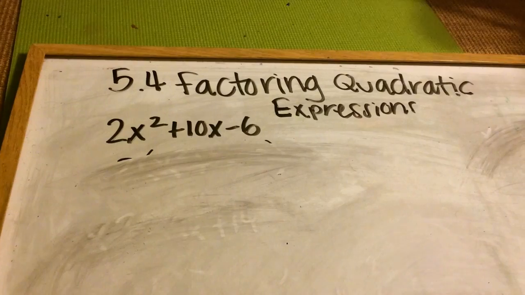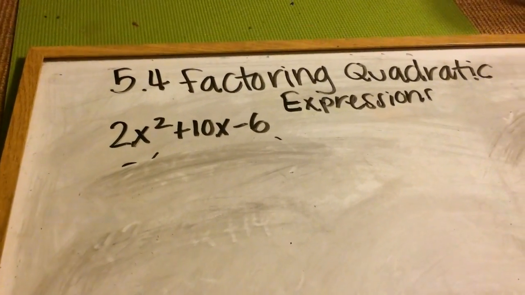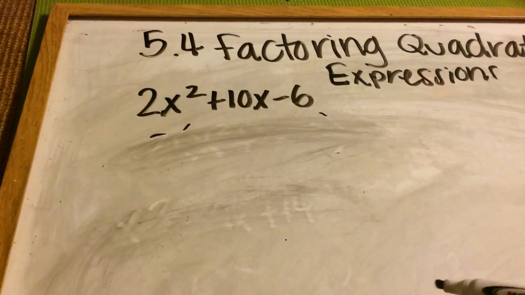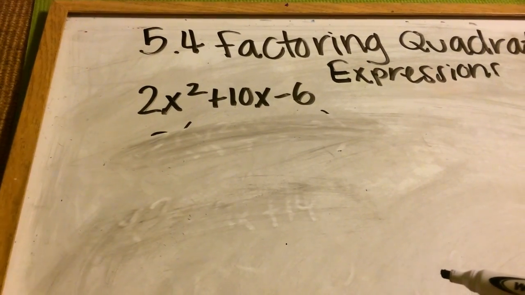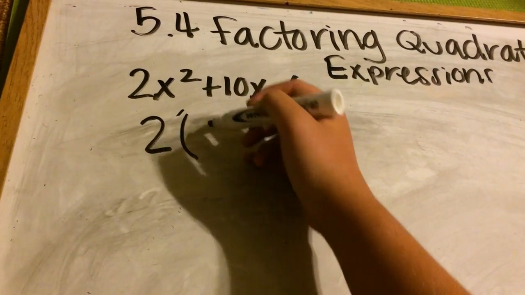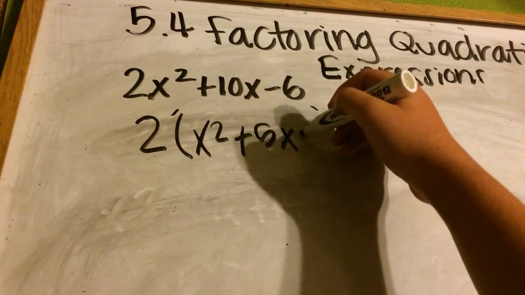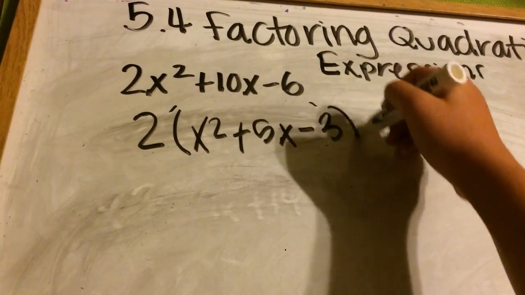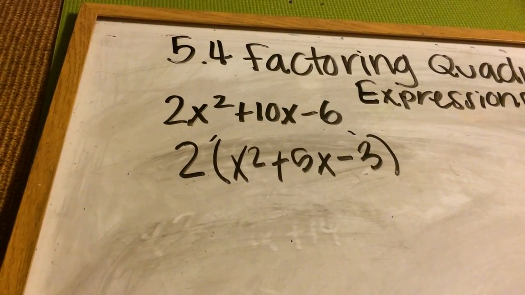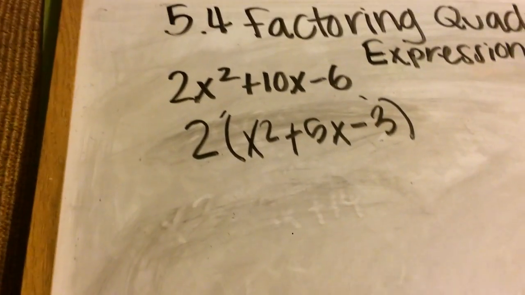So we're going to start off with the quadratic expression 2x squared plus 10x minus 6. Here we want to see what we can take out. I can see that we can take a 2 out of this, and we're left with x squared plus 5x minus 3. And that is in factored form.